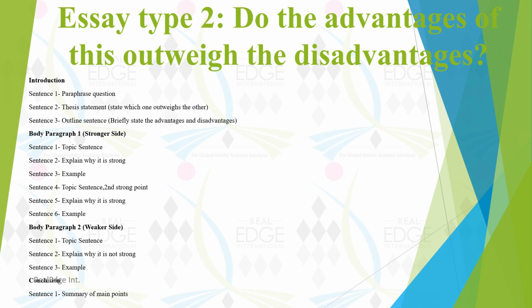Body paragraph 2, the weaker side. Remember that the weaker side should have fewer points. So if you have two supporting points in your strong side, then you must have one supporting point in the weaker side. Sentence number 1 is a topic sentence where you state the weak point. Sentence number 2, you explain why it is not strong. And sentence number 3, you state a relevant example. Finally, the conclusion paragraph, you only need one sentence to summarize your main points.